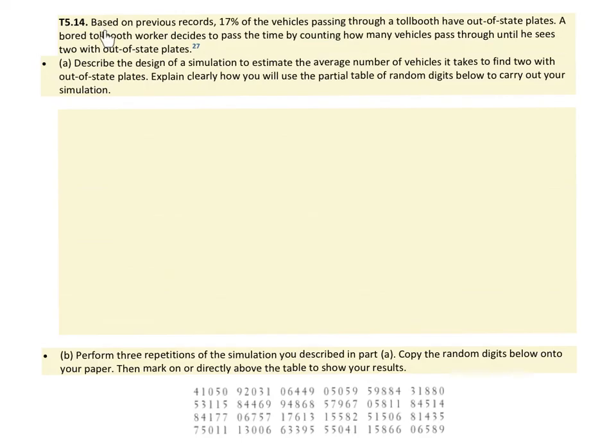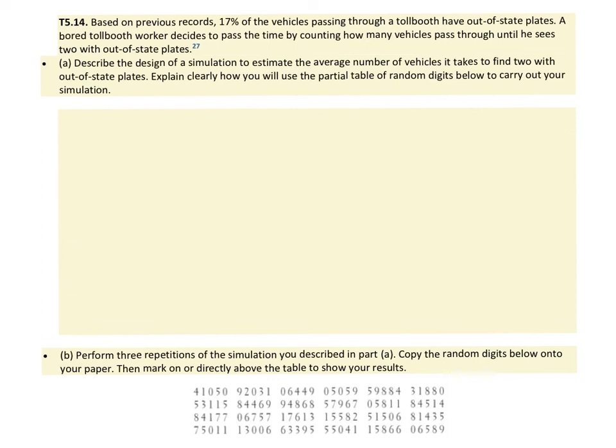Number 14. Based on previous records, 17% of the vehicles passing through a toll booth have out-of-state plates. A bored toll booth worker decides to pass the time by counting how many vehicles pass through until he sees 2 with out-of-state plates. Describe the design of a simulation to estimate the average number of vehicles it takes to find 2 with out-of-state plates. Explain clearly how you use the partial table of random digits below to carry out your simulation.